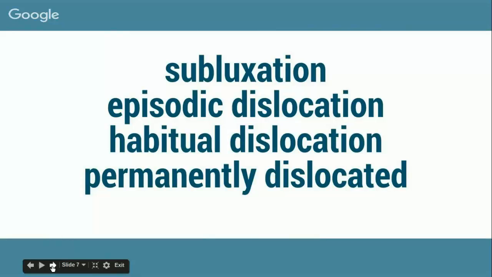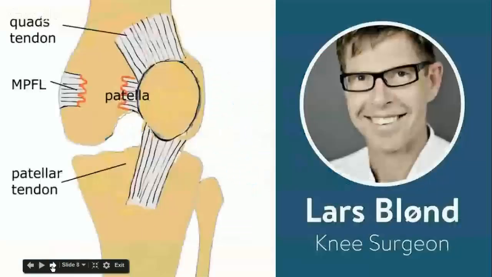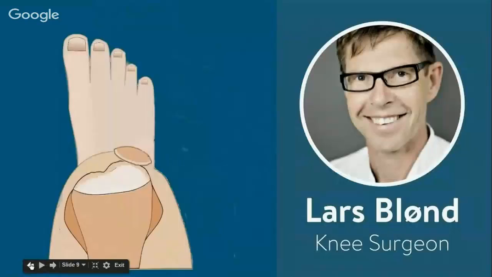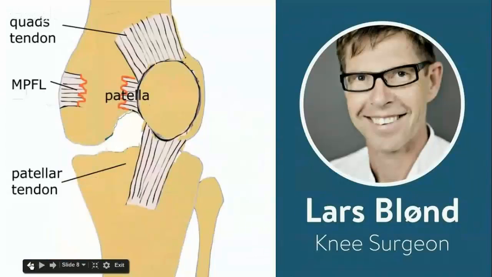So you operate on these people. What is the most frequent procedure that you do to stabilize this? Oh, it's definitely the MPFL reconstruction. It's a new ligament on the inner side of the knee, stabilizing the patella. It's like a check rein of the patella. So we just put in a stronger ligament to keep the patella there.